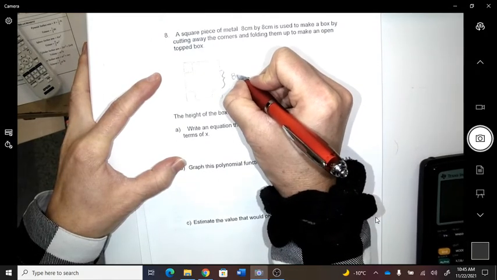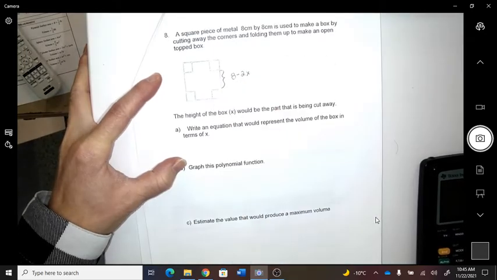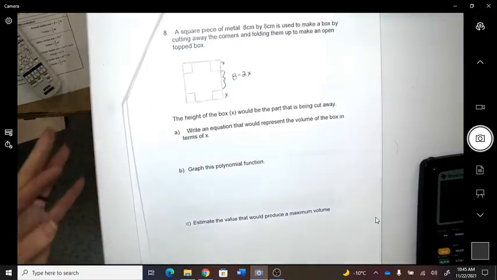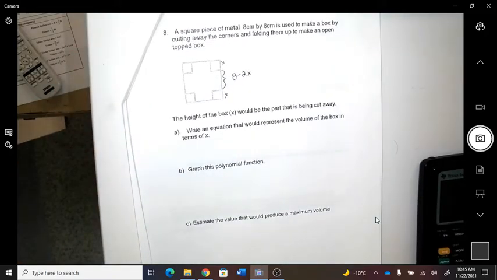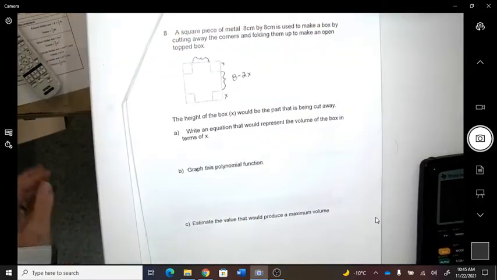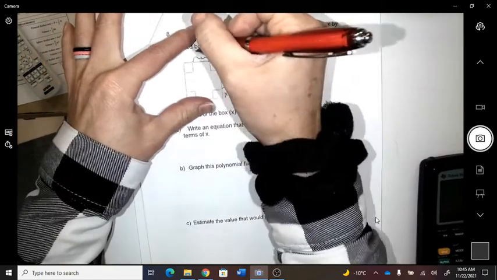8, what? Subtract 2 x's, right? Because I cut the x's off each corner. Okay, what's the new width? It started 8, and then we cut 2 x's off. Same thing.